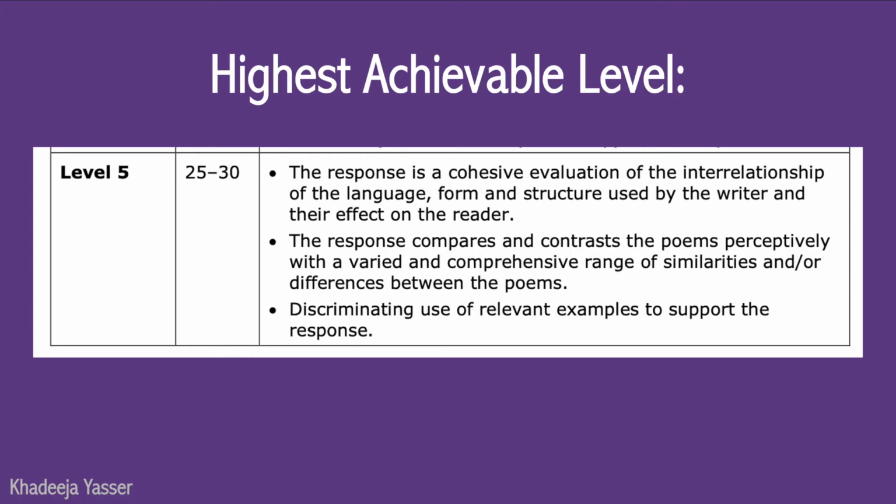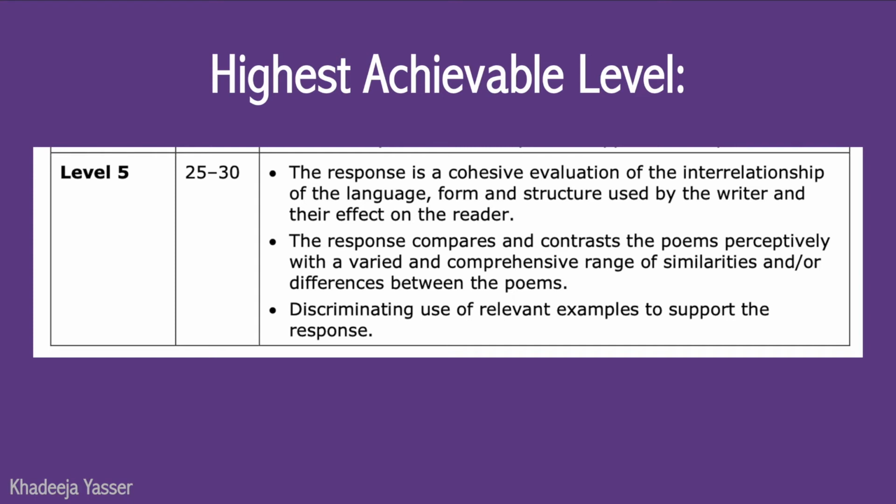Second criteria, the response compares and contrasts the poems perceptively with a varied and comprehensive range of similarities and or differences between the poems. So this is actually, I feel, the most important criteria for getting a high grade on this answer. You have to compare and contrast the poems perceptively, not just effectively, perceptively. Meaning you have to be careful, you have to be clever about what you are comparing in the poems. Don't just compare everything that he starts the poem with I and the other author starts the poem with he. No, you have to find things that actually mean something, that are meaningful, that have an impact on the reader, and you have to compare those similarities and differences between the poems.